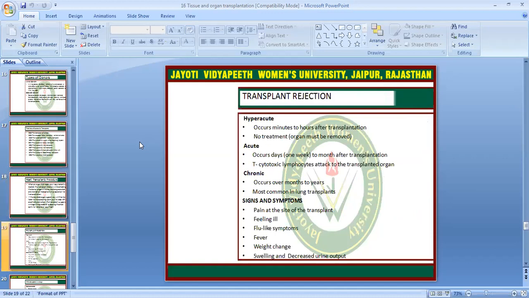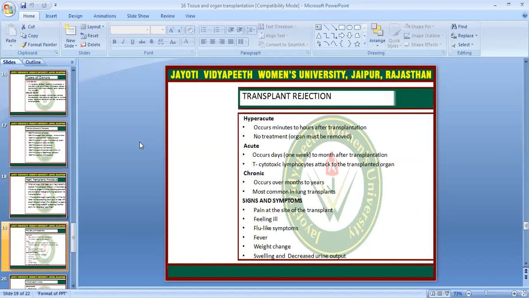Transplant rejection. Hyperacute rejection occurs minutes to hours after transplantation, with no treatment. Acute rejection occurs days to months after transplantation; the cytotoxic lymphocytes attack the transplanted organ. Chronic rejection occurs over months to years and is most common in lung transplants.